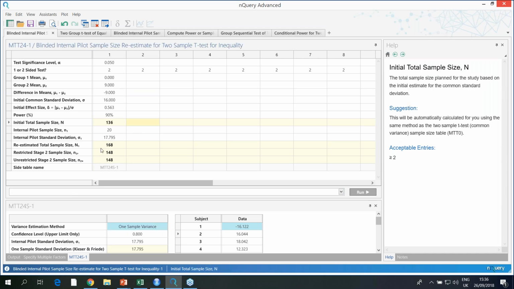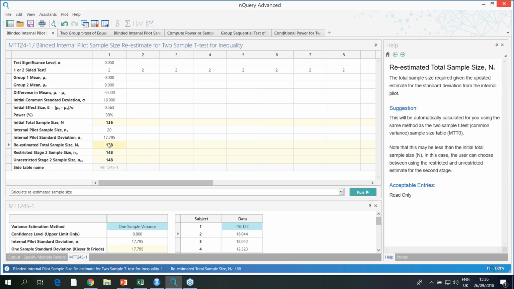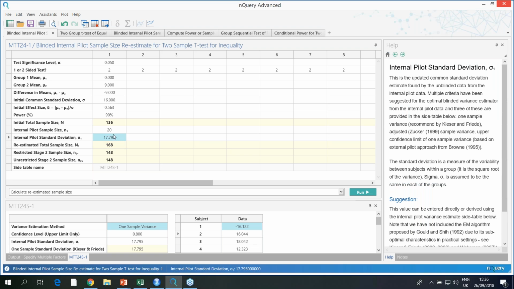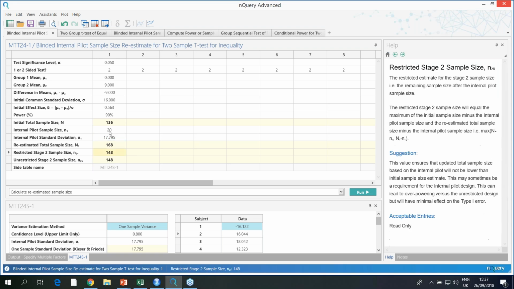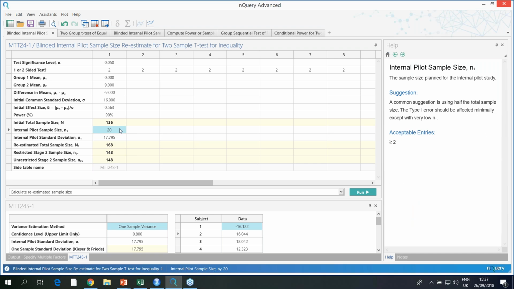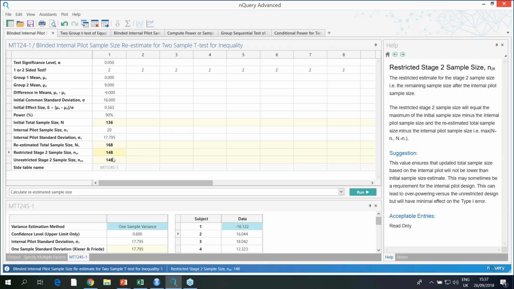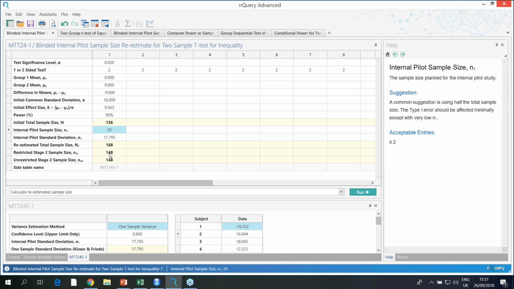And what happens then is you get a re-estimated idea of what the total sample size should have been if this estimate is true. This is the true estimate now, around 18 was the common standard deviation estimate in this case rather than 16. You have an increase from 136 to 168, right? And then it also provides that, given that the internal pilot exists, so there's 20 people that you already have data for, these are the two values that exist for what you might want the rest of the study to be. So that's basically equal to this minus this. And there's two approaches you can do.